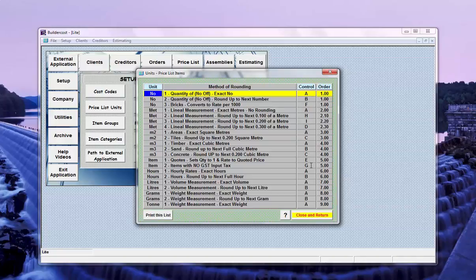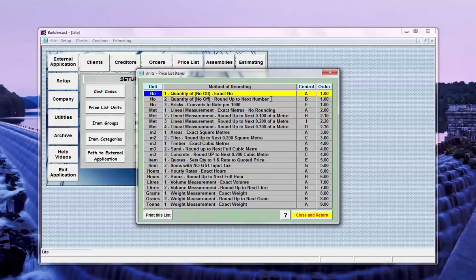Now, this control column determines what rounding algorithm is used with each unit of measurement. You'll notice that unit repeats 3 times here. The first one, using algorithm A, does nothing. It just leaves the quantity unchanged in the bill of quantity. Number 2, or B, rounds up to the next full number.